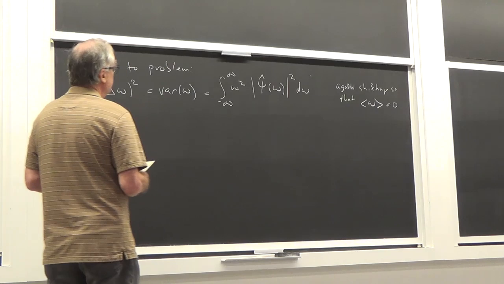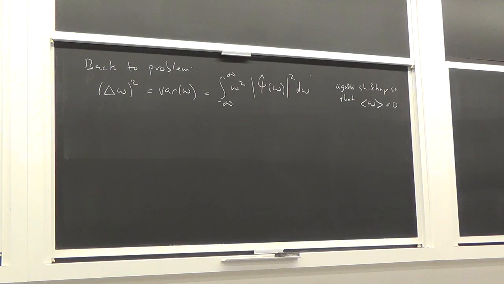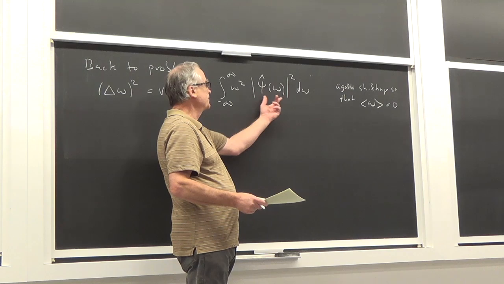Okay, so I have an expression for the variance of omega, and I have an expression for the variance of the time. And I know from the discussion in the text that it's the product of delta t times delta omega that I'm going to get some information about. That's what I'm aiming for. Let's investigate. We know what psi hat of omega is defined as, so let's plug that in here. It's the Fourier transform of psi of t.